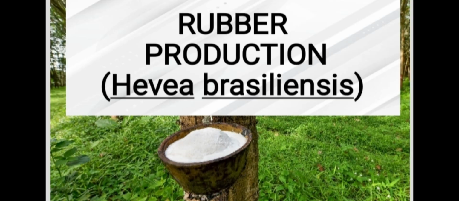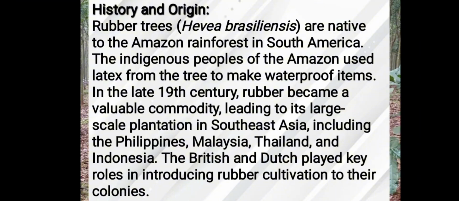My report is all about rubber production or Hevea brasiliensis. History and origin: rubber trees, or Hevea brasiliensis, are native to the Amazon rainforest and South America. The indigenous peoples of the Amazon used latex from the tree to make waterproof items.